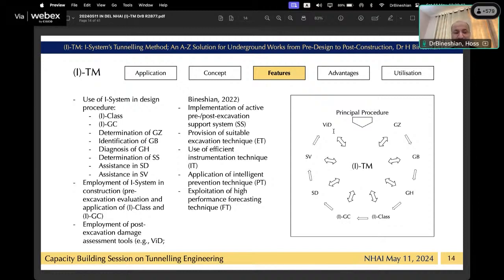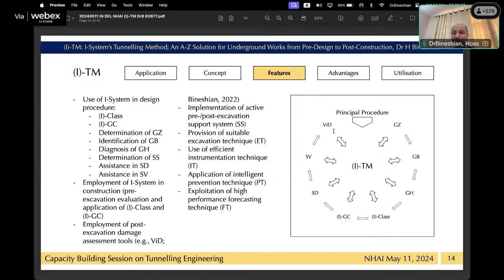Employment of post-excavation damage assessment, only classification, which assesses the deterioration that we are applying to the surrounding ground during excavation. Implementation of active pre and post excavation support system. As it considers only active measures, it is reducing the measures. So your tunneling would be more optimized.